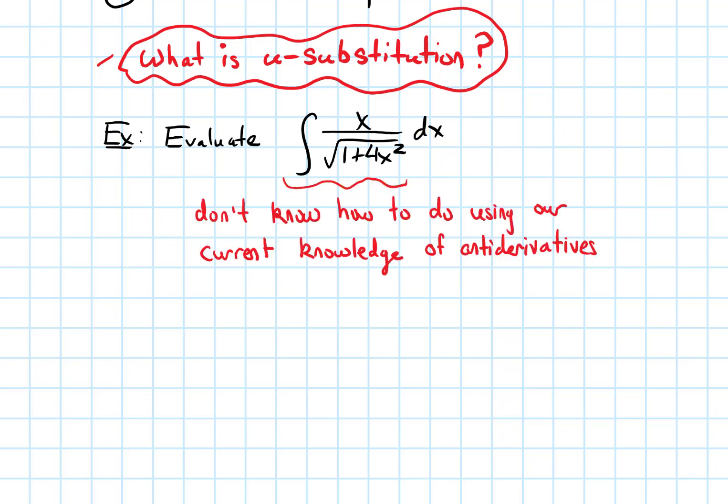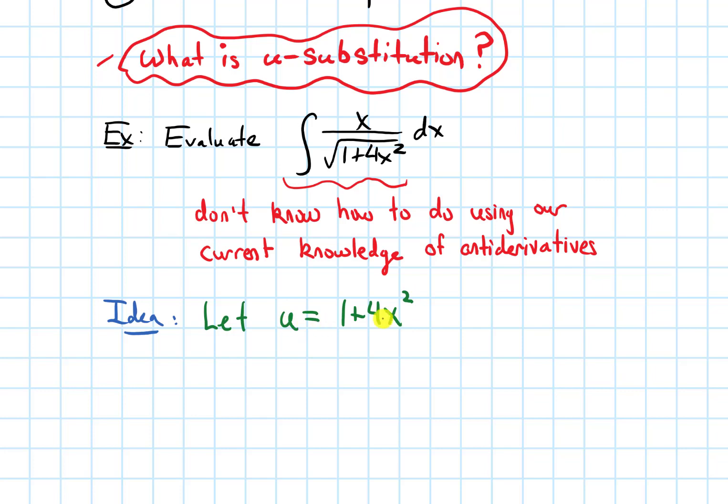With this function, we don't know how to do it using our current knowledge of antiderivatives. This isn't a function that I just have a formula for to compute the antiderivative of. So here's the idea that we're going to use. I'm going to make a substitution. I'm going to let u be equal to the thing inside of the square root, the 1 plus 4x squared.